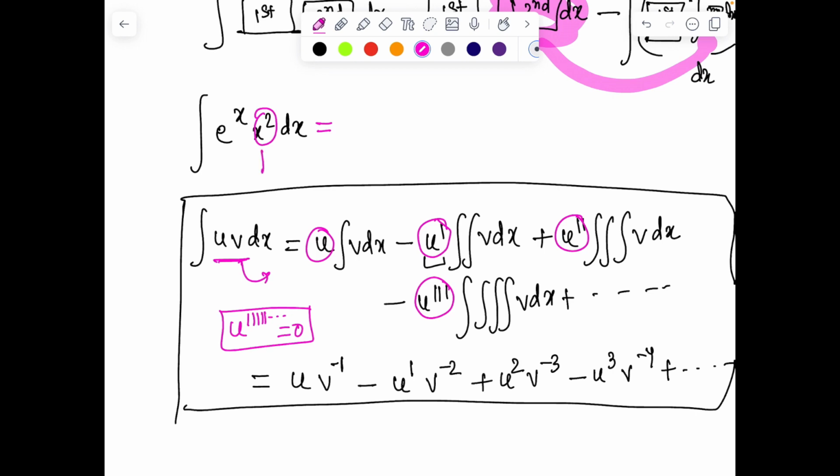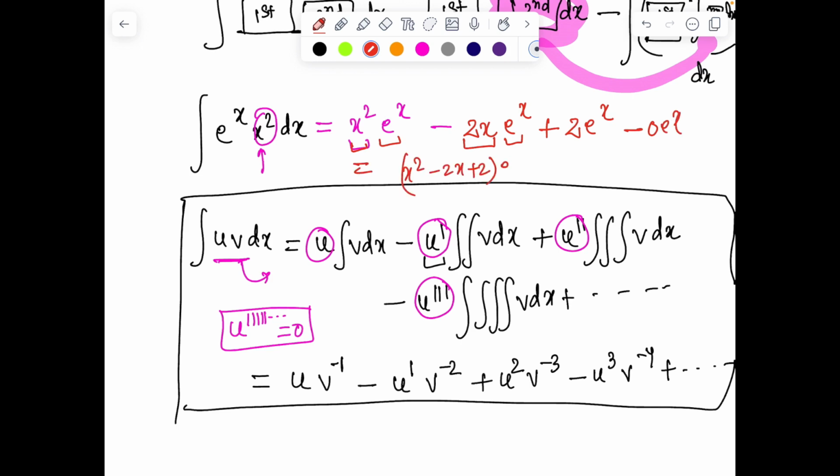So here x square will be such a selection. I'll select x square as the first function, integration of the second, e to the power x, minus, now differentiate the first one and integrate the second one, so 2x, integration of e to the power x, e to the power x, plus again differentiate this and integrate e to the power x, minus, differentiate 2 to get 0. So the final answer to this problem is x square minus 2x plus 2, times e to the power x.